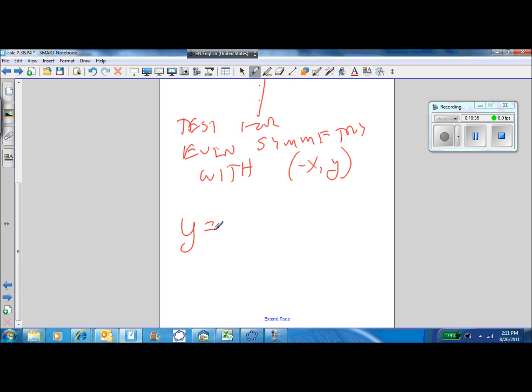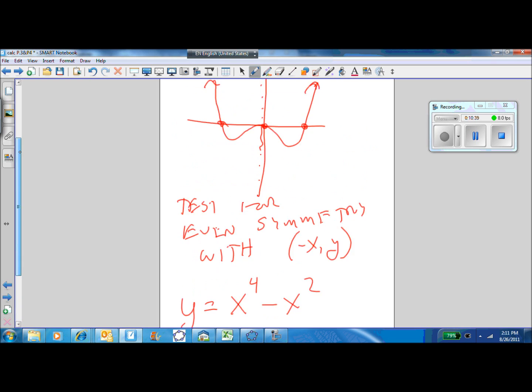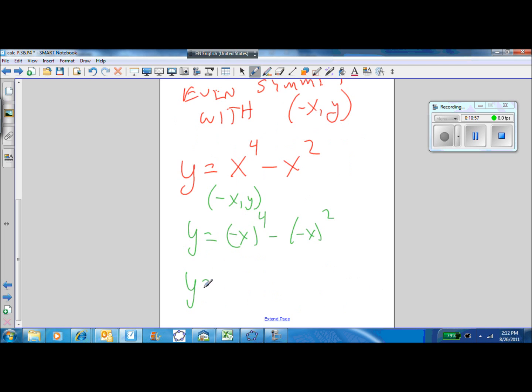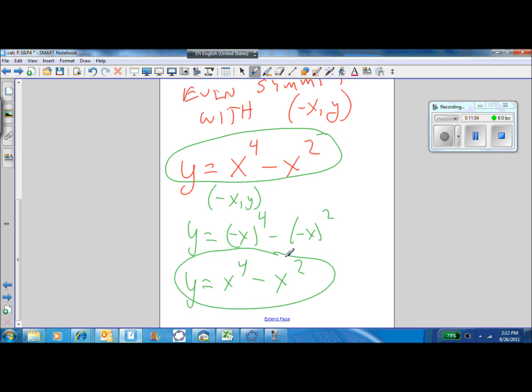We start off with y equals x to the fourth minus x squared. Now, we put in the point negative x comma y. So it becomes y equals negative x quantity to the fourth minus negative x quantity squared. So you get y equals x to the fourth minus x squared. And it's the same thing. These match. So therefore we have even symmetry.